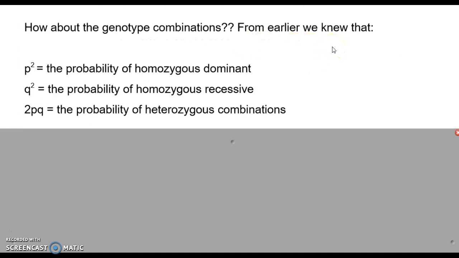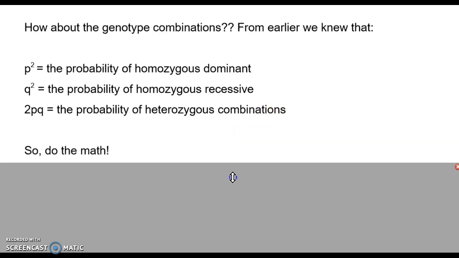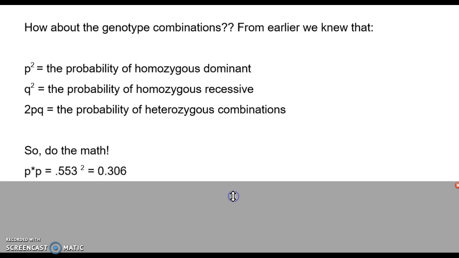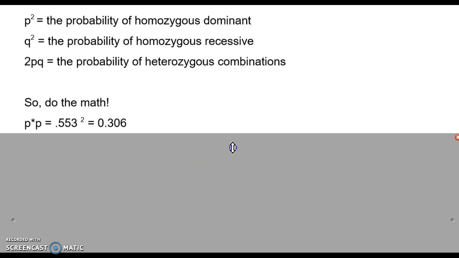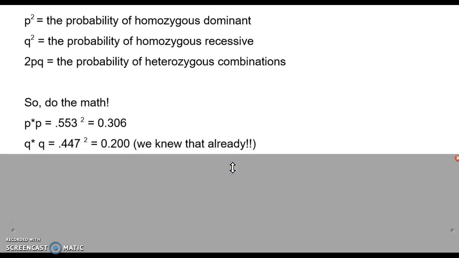Well, once we know P and Q, it should be pretty straightforward to get the genotype combinations. How do alleles combine in these pairs? Well, we have our definitions from before: P squared, Q squared, and 2PQ. So we do the math. P squared is P times P, or 0.553 squared, which turns out to be 0.306. And Q squared is 0.447 squared, which is equal to 0.2, but of course we knew that already. Actually, that was the very first thing we knew.